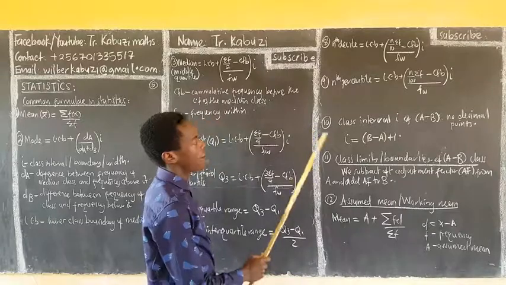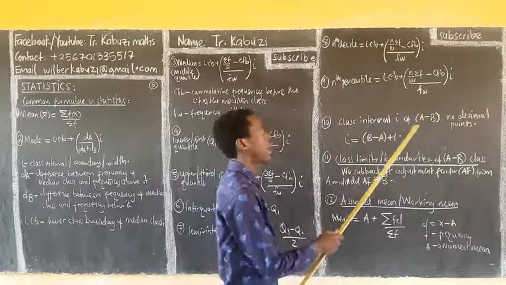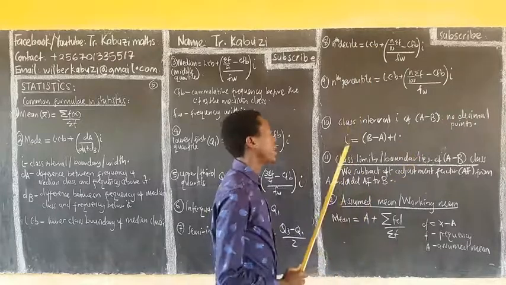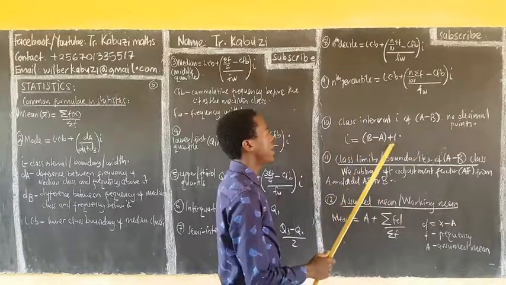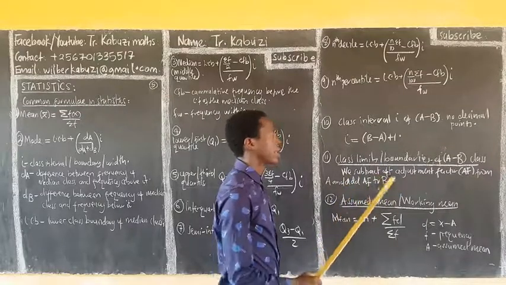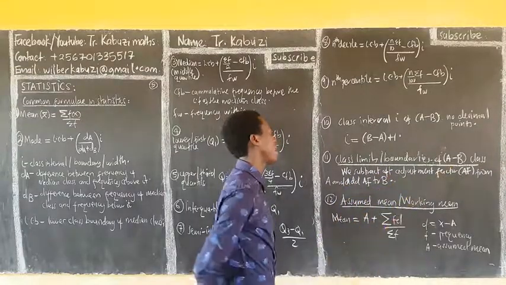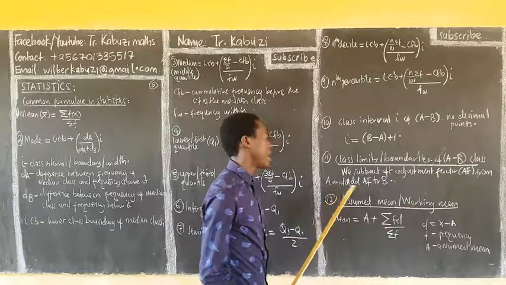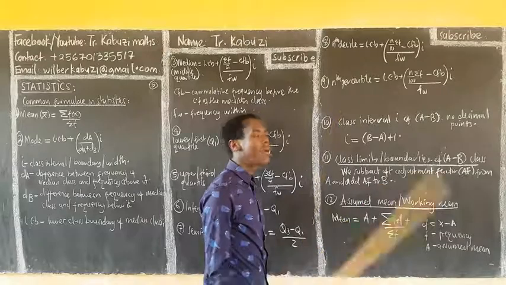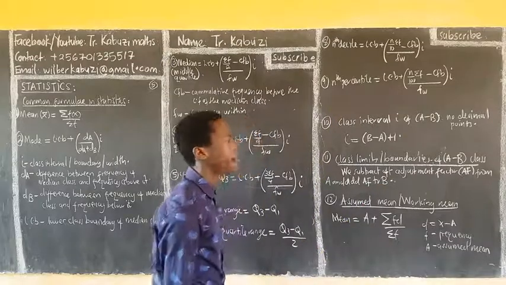Then the class interval I of MD. Here we actually don't have the small braces. We get I equals B minus A plus 1. For the class limit or boundary of the class, we subtract the adjustment factor from A and add the adjustment factor to B. We add the adjustment scale factor to B. We are going to see how we get the adjustment scale factor.